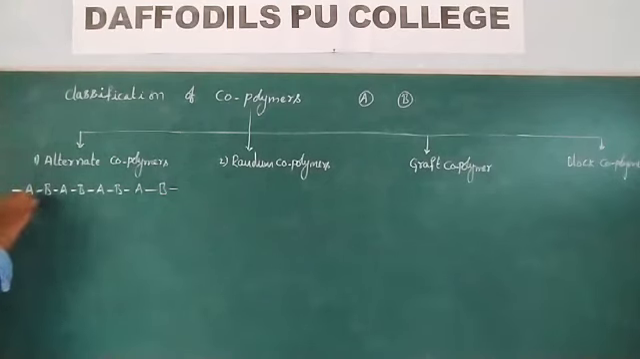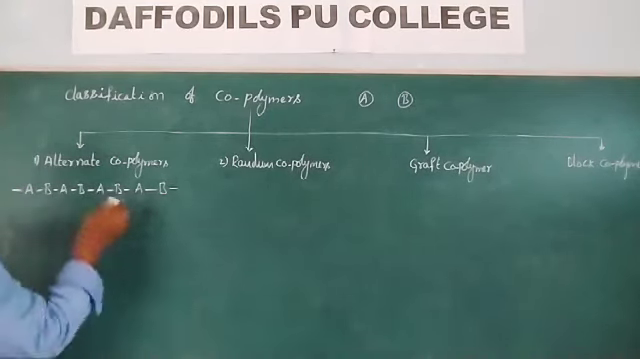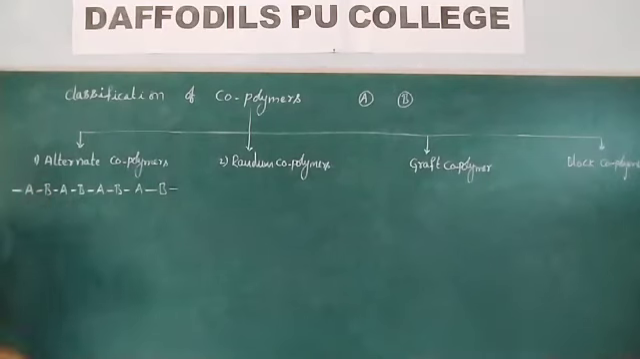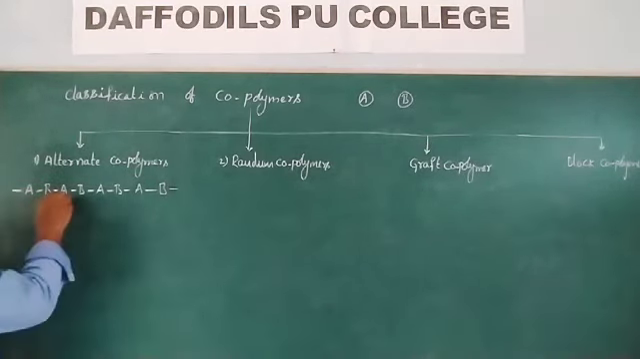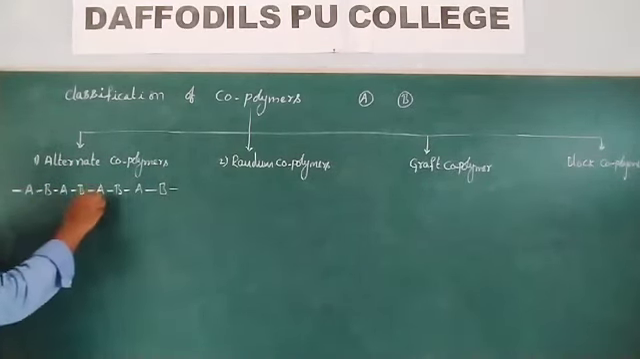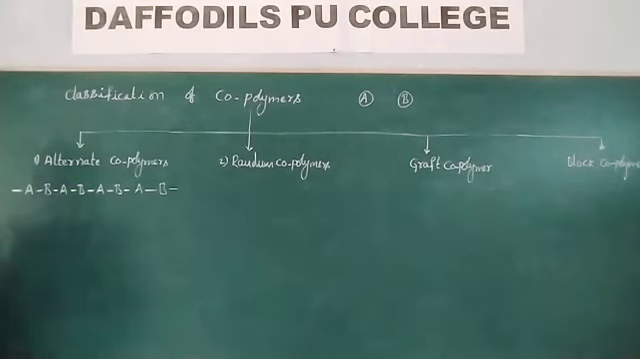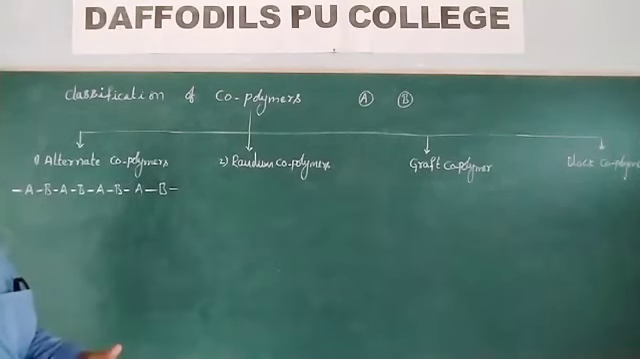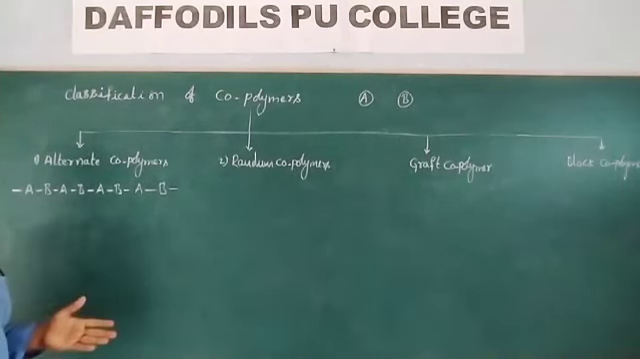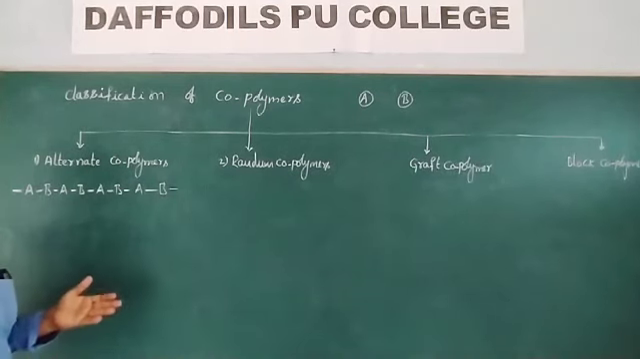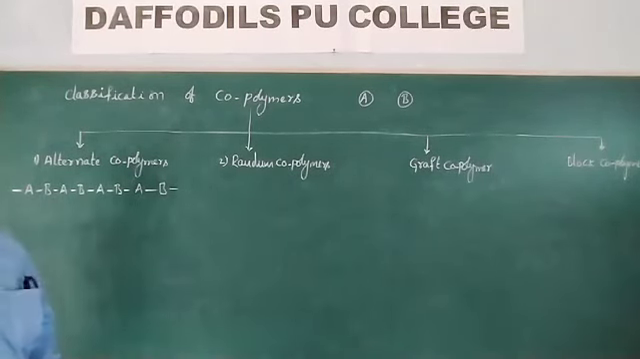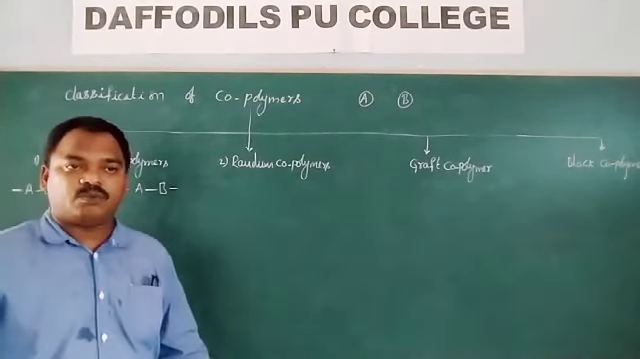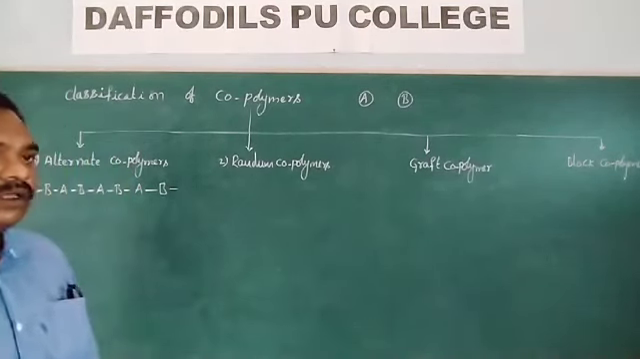So, the first monomeric unit is A. To that another monomeric unit B is connected. To that again A is connected, then B is connected, then A, then B. So you can see how this is appearing alternately. This is the alternate copolymer. An alternate copolymer contains an alternate arrangement of monomeric units.